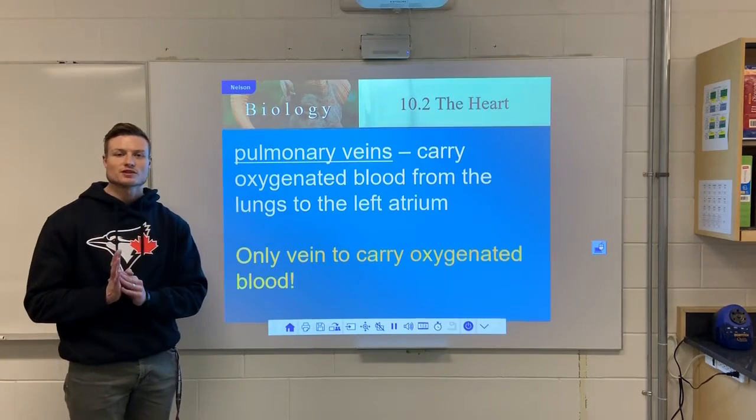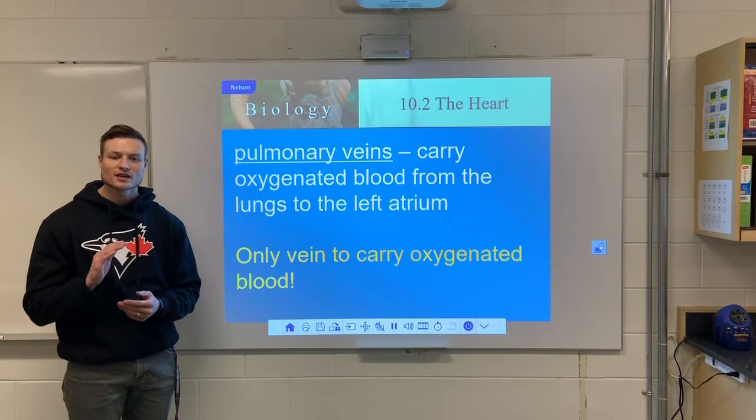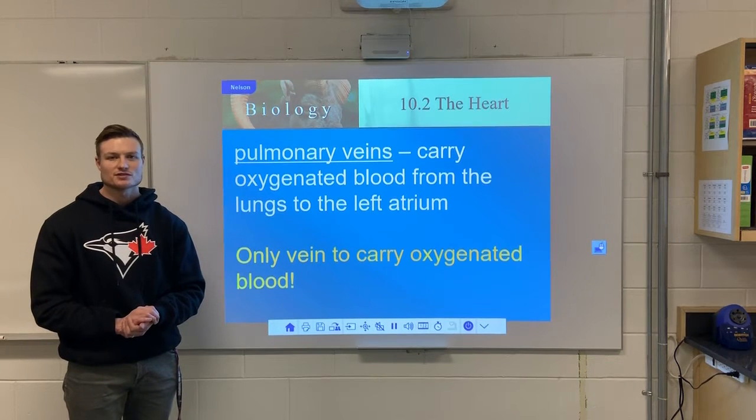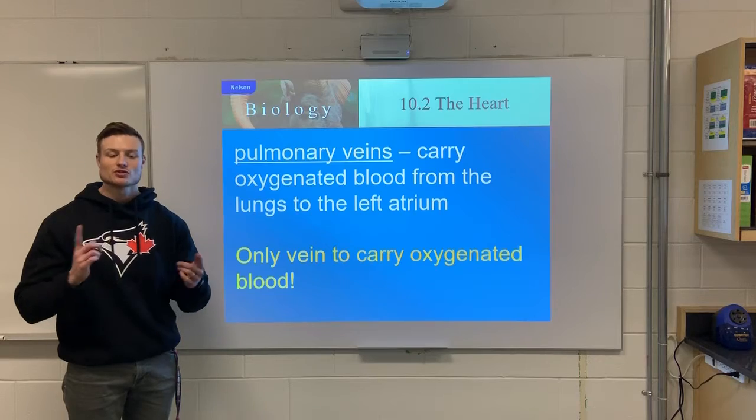Next, we have the pulmonary veins. Very important to note that the pulmonary vein is the only vein in the body that carries oxygenated blood. So this would be the vein going from the lungs to the heart.